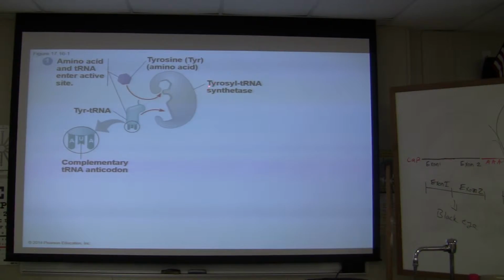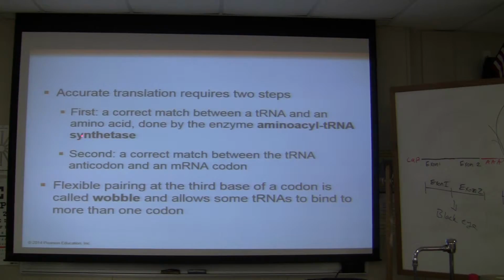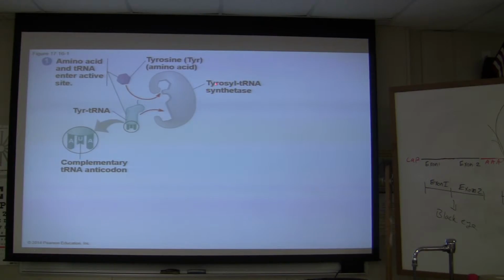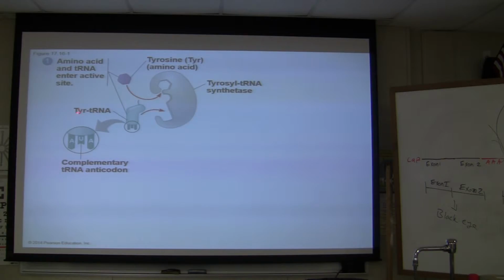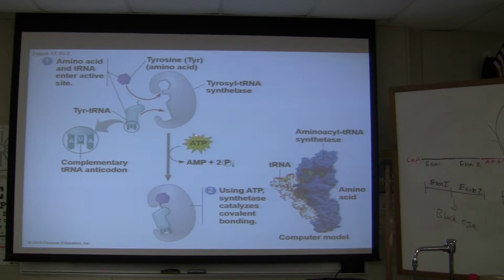Here is that tyrosyl tRNA synthetase. This was a generic name for aminoacyl tRNA synthetase, and this is tyrosine because the amino acid tyrosine is coming in here. This is the enzyme. This is tRNA. tRNA comes in here, and the amino acid comes in here, inside of the enzyme. This is the active site of the enzyme. So tRNA attaches to tyrosine, specifically a tyrosine tRNA, and AUA is a complementary anticodon. Then with the help of ATP becoming AMP, these two are put together.